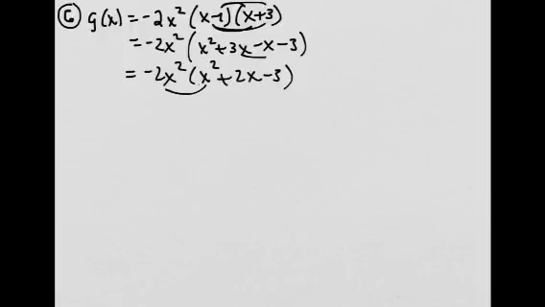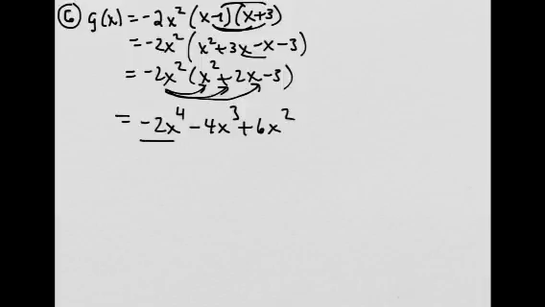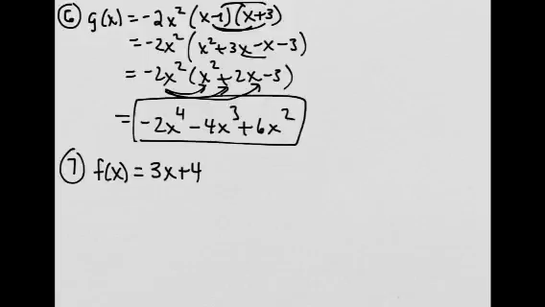So now I'm going to distribute this here, here, and here. So the final answer would be negative 2x to the fourth minus 4x to the third plus 6x squared. And it's already in standard form because I have the biggest degree first, and then they go in descending order to the last term.